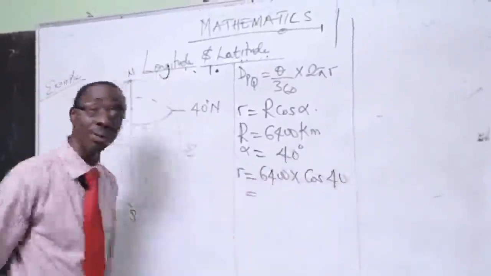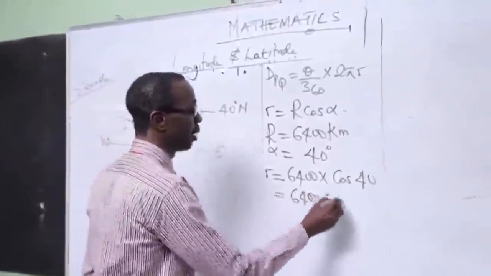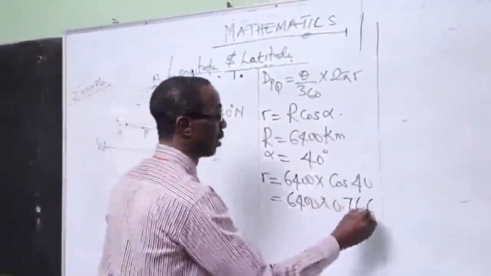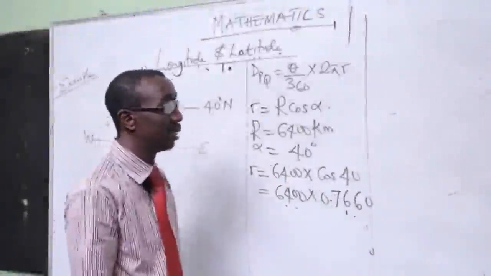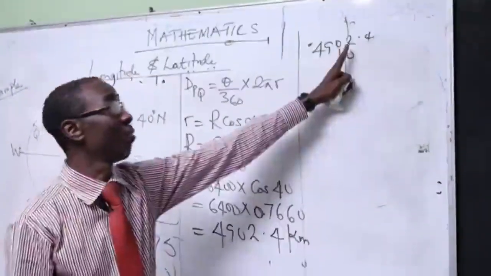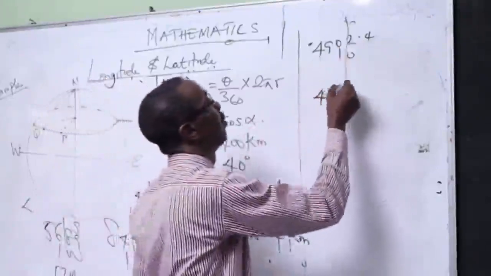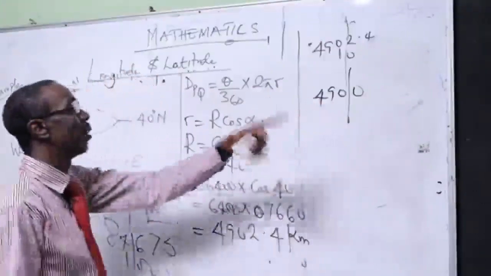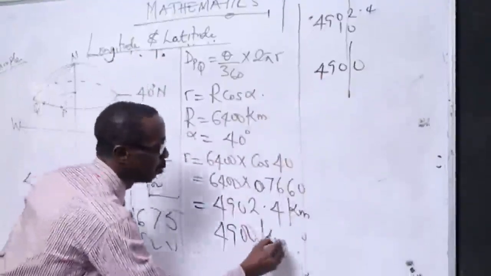Somebody will help me from my audience to get what cos 40 is. 6,400 times 0.7660. Okay, we now know that cos 40 is 0.7660. Can somebody get the product? This number will be 4,900, to the nearest what? 10 kilometers. To the nearest 10, please let's note that carefully.